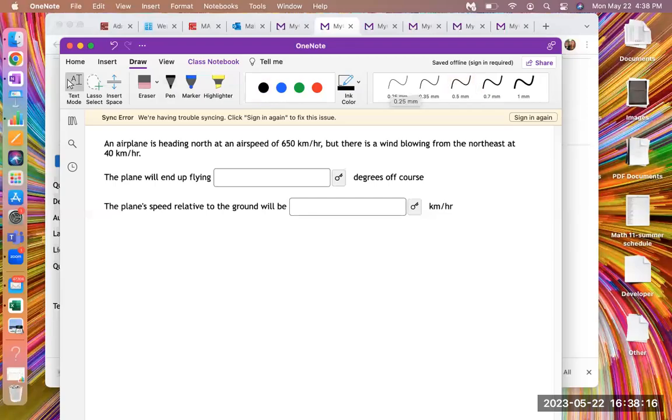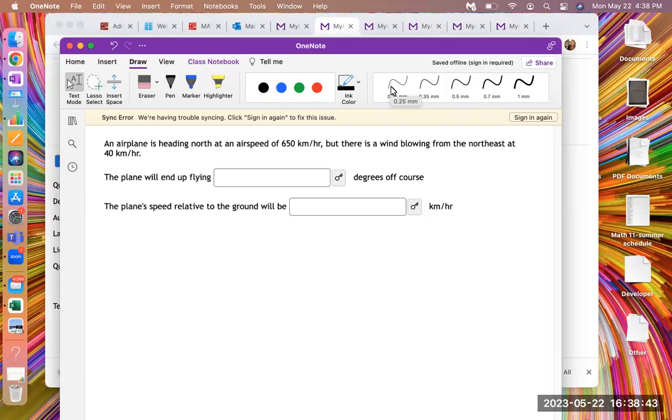An airplane is heading north at an airspeed of 650 kilometers per hour, but there is a wind blowing from the northeast at 40 kilometers per hour. Then they ask what the plane will end up flying, blank degrees off course. And then the next question they ask is the plane's speed relative to the ground will be this.